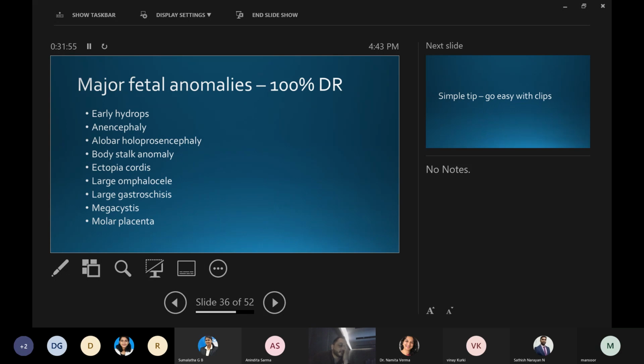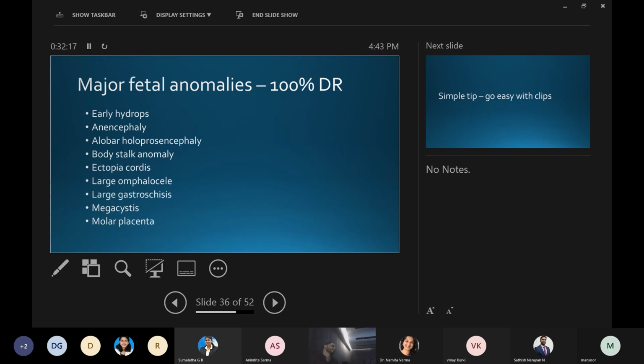Now, these are the major anomalies which have 100% detection rate. So always look for them specifically. You can have this list with you. These anomalies should never be missed in first trimester. There are many anomalies which can be detected, but these are the ones which are having 100% detection rate. So they should always be detected.